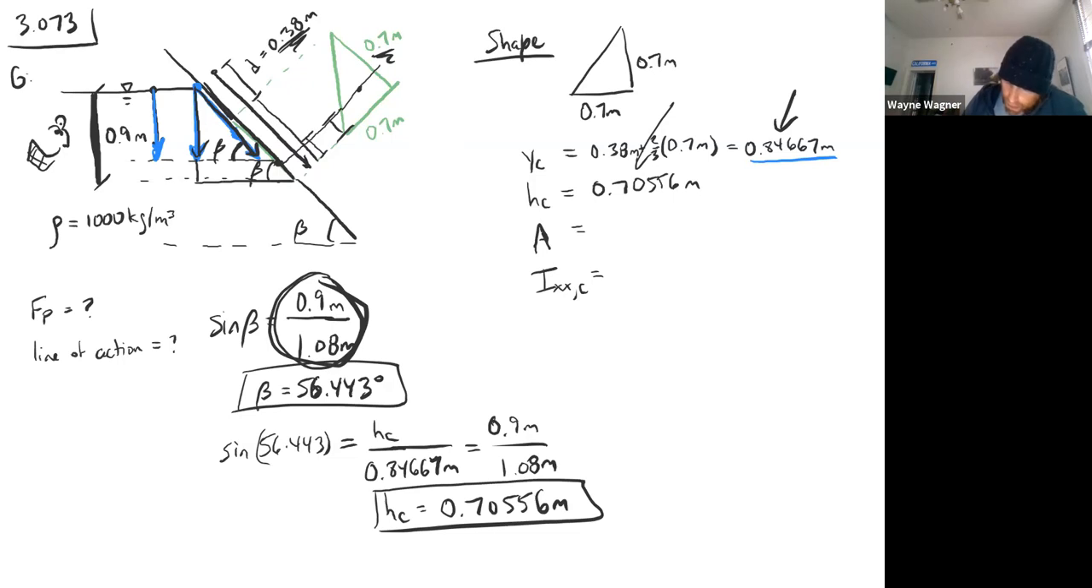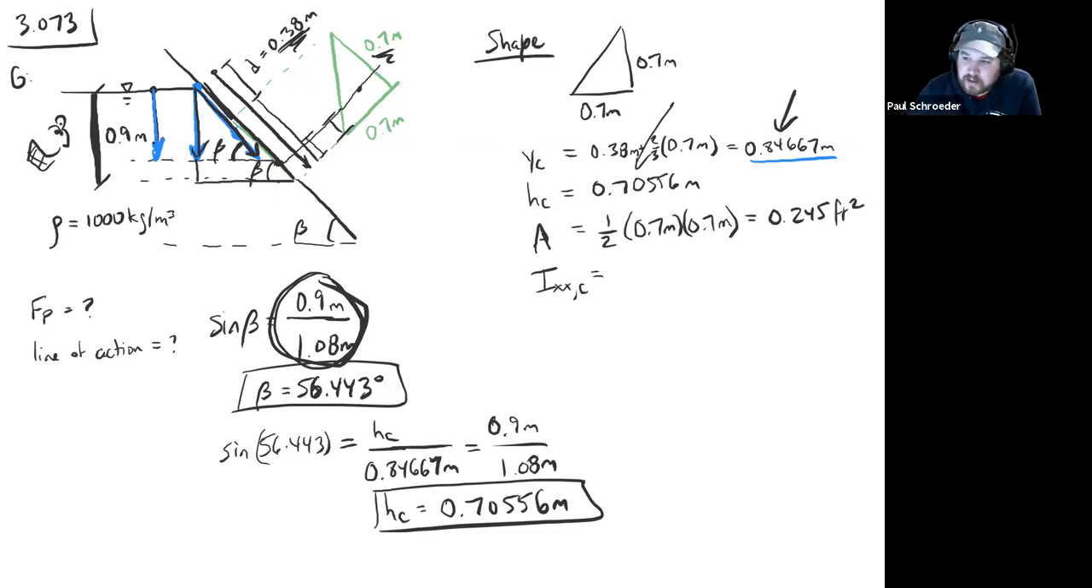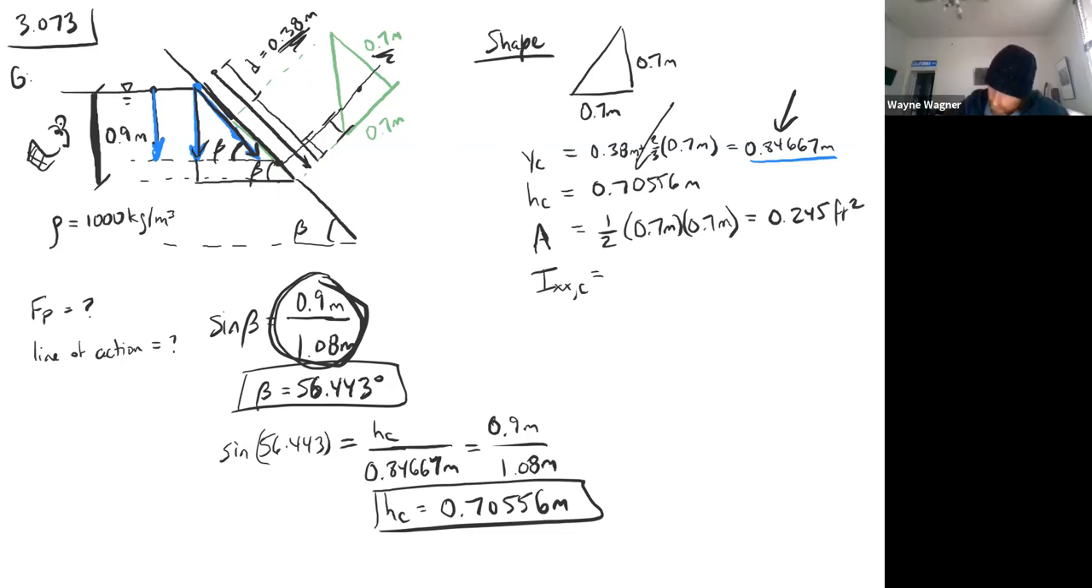So now, area. It's a triangle, so it's 1/2 the base times the height. So that's 0.49 divided by 2, so that's 0.245 feet squared. And then the IXXC. Okay, so meters squared, right? Oh yeah, sorry, meters squared. Thank you. I would have probably caught that eventually. Meters squared. And then IXXC.